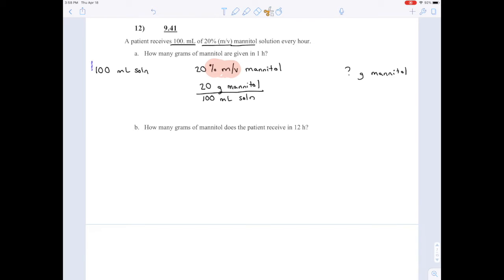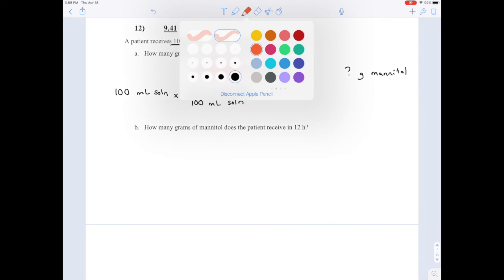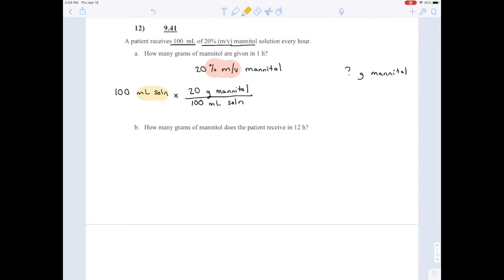So you can take that number they gave you, 100 milliliters of solution, every time you do a conversion, write a multiplication sign, and then you'll have a fraction bar. And what you want to make sure of is that the units that you started with on top, which here are milliliters of solution, go on the bottom so that they cancel out. They happen to be on the bottom of this fraction. If they were on the top, then we'd flip what's on the bottom and the top. So that cancels out, and that gives us grams of mannitol, which is what they were asking for. So grams of mannitol, that's what we wanted to know.